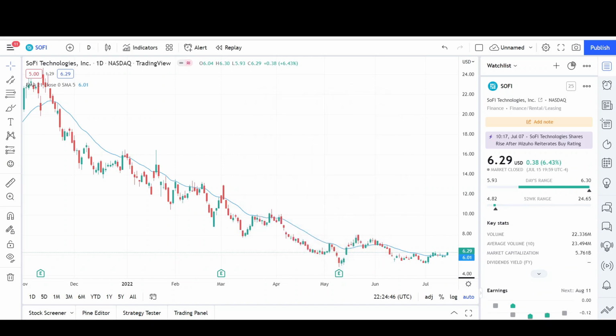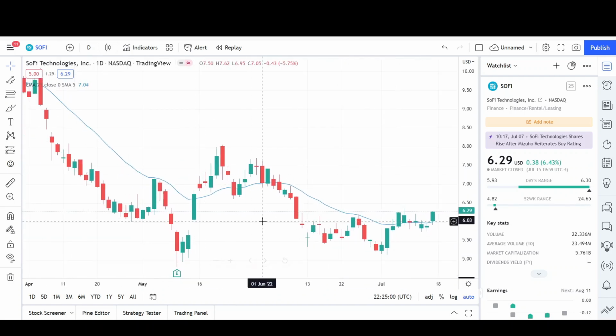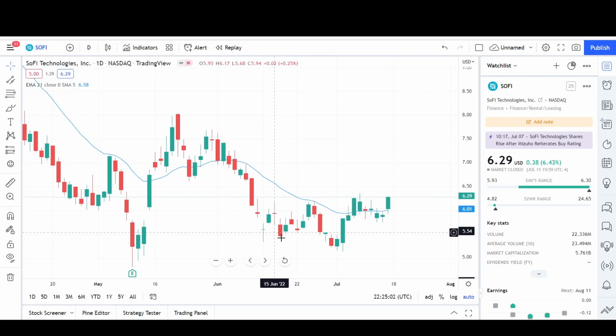I will first go over what I see on the daily chart and finish the video off with the weekly chart. Here we have the daily chart for SoFi, and I'm going to zoom in on the chart. This is the price action. This is the more recent price action.